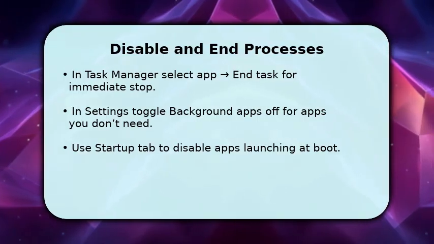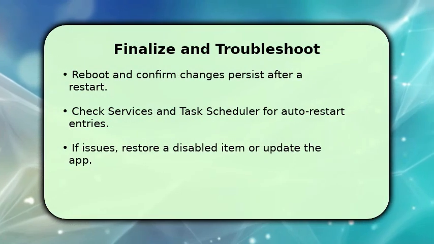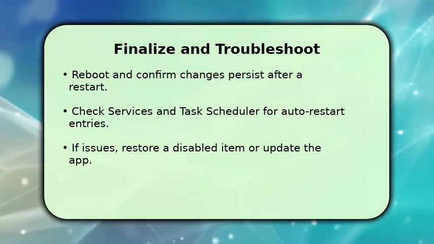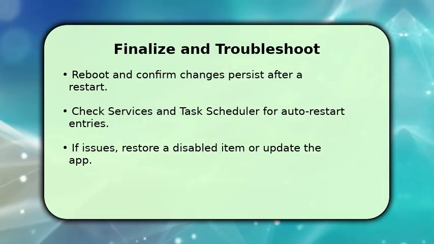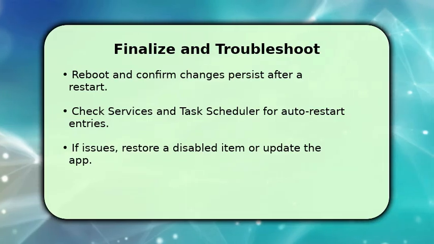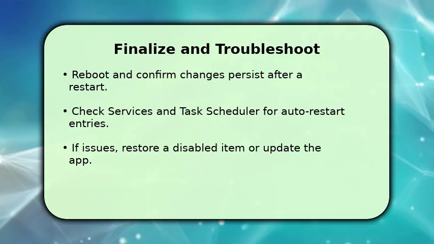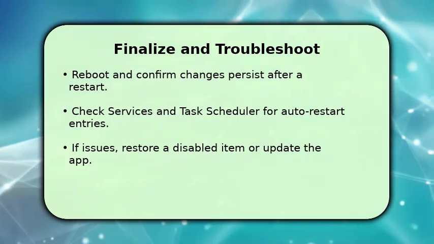After restart, reopen Task Manager to ensure the app stayed stopped and check Startup again. If an app reappeared, inspect Services and Task Scheduler for entries that relaunch it and disable those specific items. Make sure you understand dependencies before changing services. If loss of functionality occurs, restore the app to its previous state or update it to a newer version.